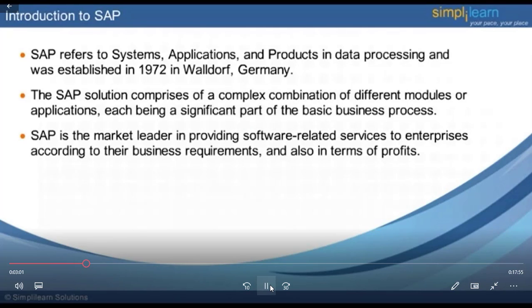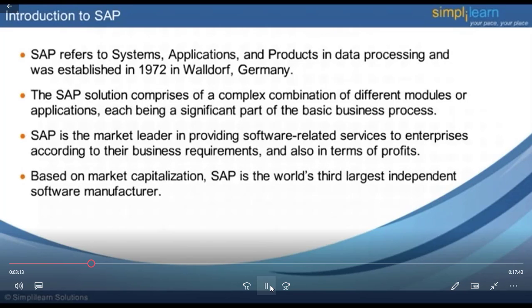SAP is the market leader in providing software-related services to enterprises according to their business requirements, and also in terms of profits. Based on market capitalization, SAP is the world's third largest independent software manufacturer. We will look into some SAP company facts in the next slide.